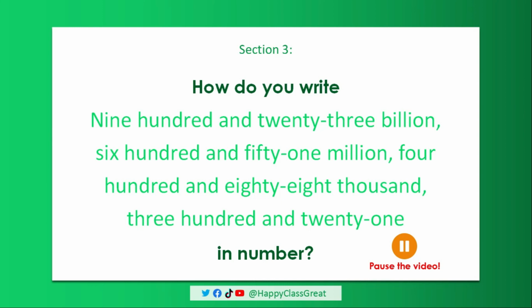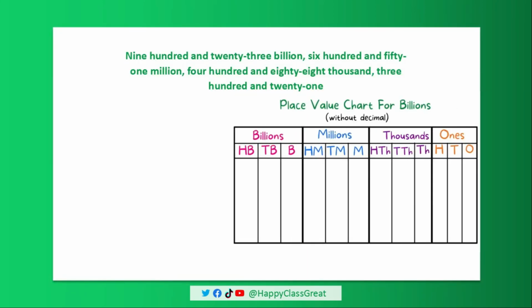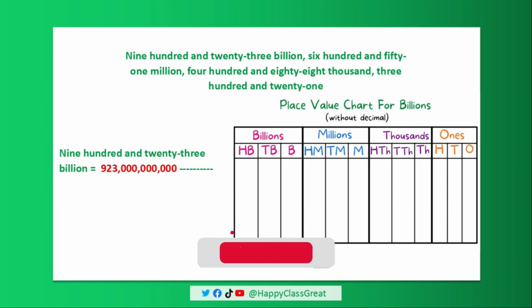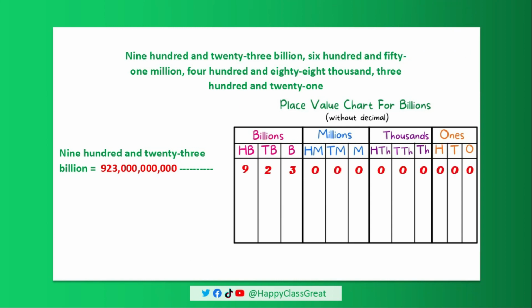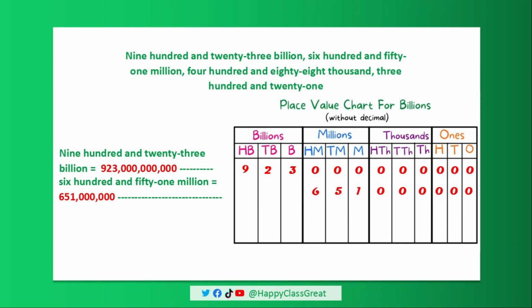Now to write it down, the first thing you need to do is to draw the place value chart for billions, as you are seeing it right there, and we split this into 3 parts. So the first part is 923 billion, which is 923 with 9 zeros, and that's how to place it in the place value chart. Followed by 651 million, and you can see it there, 651 followed by 6 zeros, and you place it in the place value chart like so.